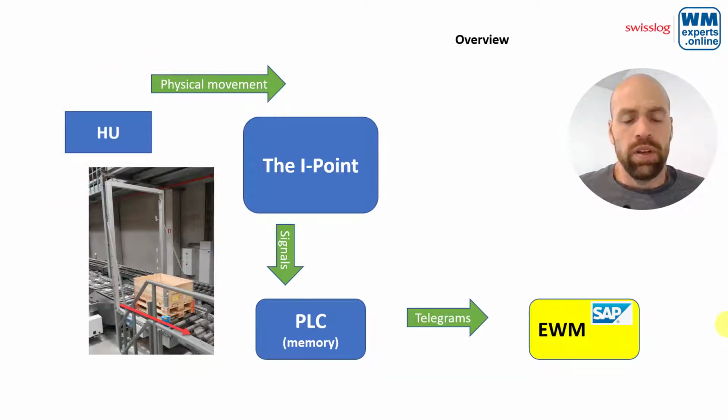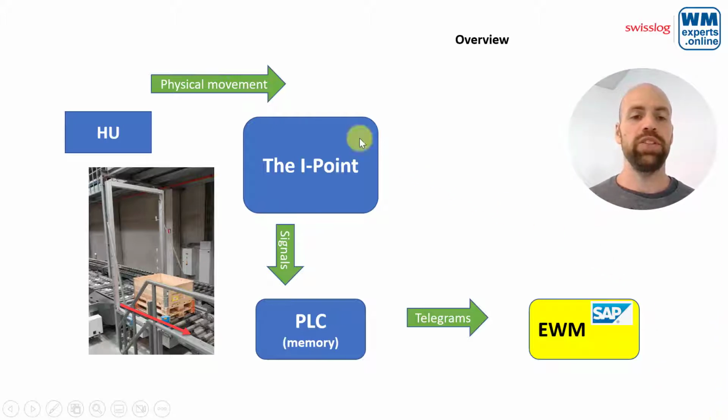So what is our example process about? We assume that we have an HU, so in this case a pallet, passing an iPoint. So we have a physical movement, a pallet moves via a conveyor, for instance, and passes an iPoint that could look like this here. And we will have additional examples for iPoints later in this video.